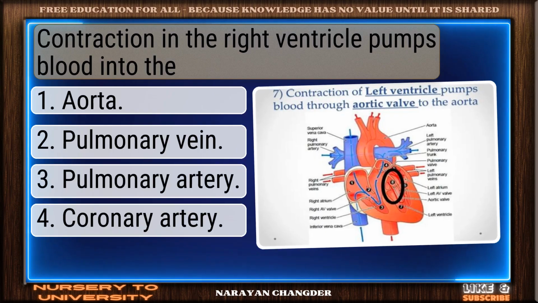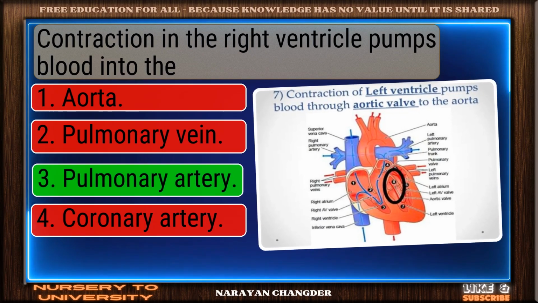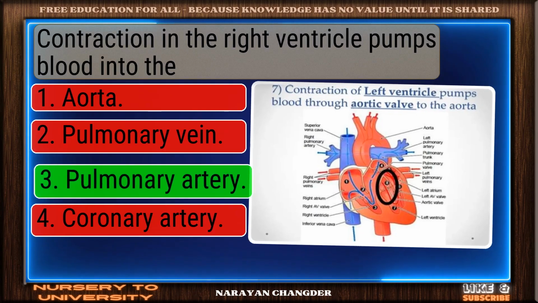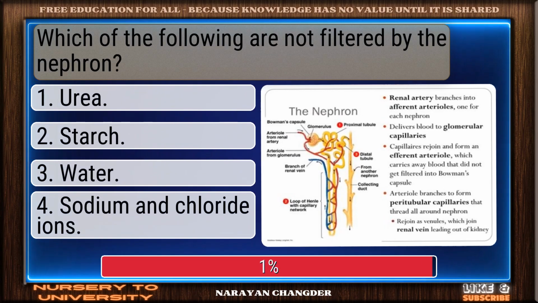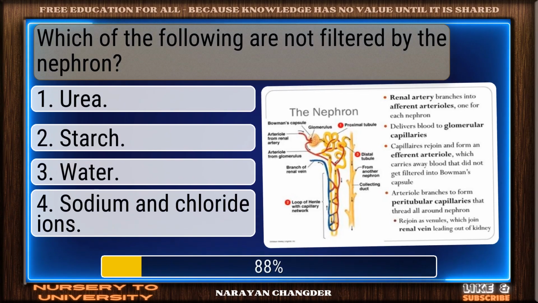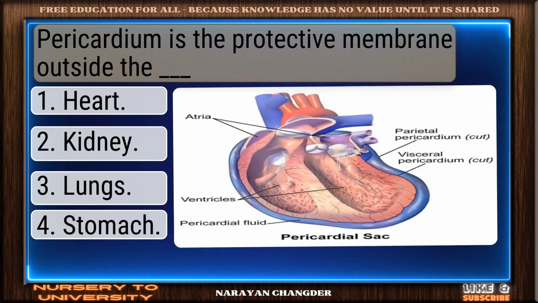Contraction in the right ventricle pumps blood into the? You chose pulmonary artery. Correct. Which of the following are not filtered by the nephron? Sharp thinking. Starch is right.